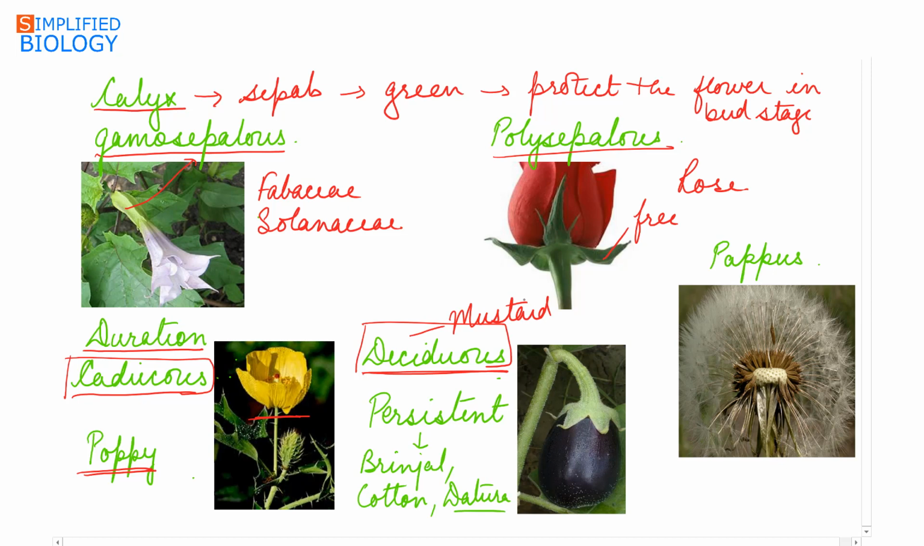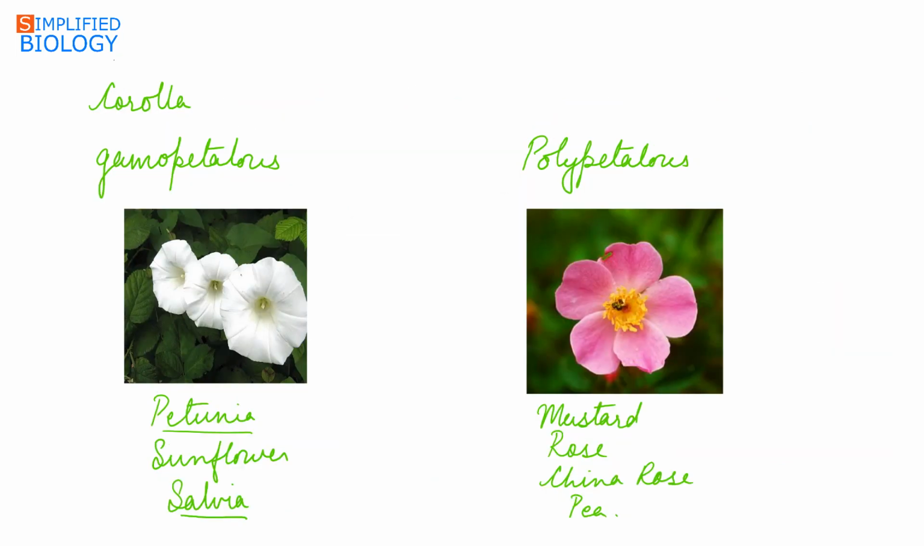While in some cases, the calyx or the sepals persist in the fruit. Now this is the calyx attached to the fruit in case of brinjal. Example, brinjal, cotton, datura. In members of family Asteraceae, that is the sunflower family, the calyx gets modified into a hairy structure called pappus.